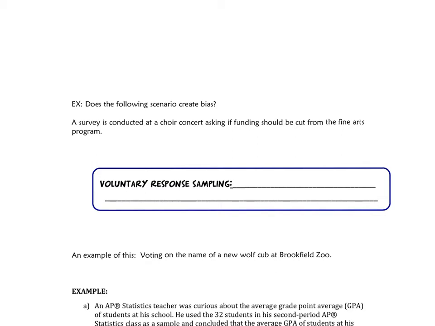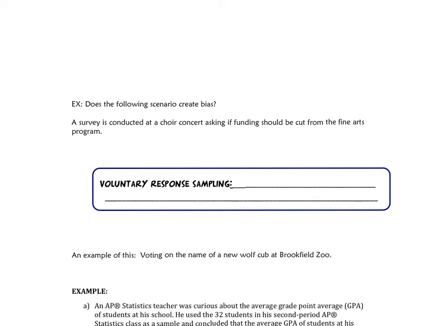That is a voluntary response survey. The reason that creates bias is I typically will just ignore those. Who are the people who respond? There are two types. Either people who are extremely happy the place or whatever they're being surveyed about went above and beyond their expectations, or they're extremely, extremely upset.